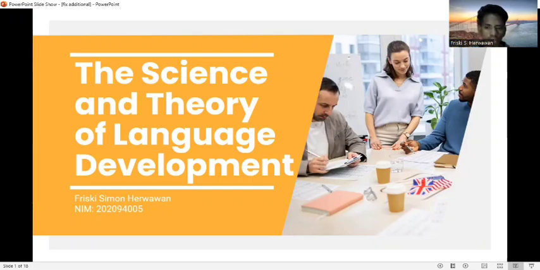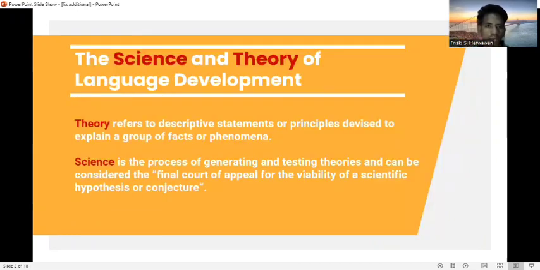But before I explain the material, I'm going to explain the words science and theory in the topic. Theory refers to descriptive statements or principles devised to explain a group of facts or phenomena. So from theory, scientists produce general knowledge of language development, while science is the process of generating and testing theories and can be considered the final court of appeal for the viability of scientific hypothesis or conjecture.